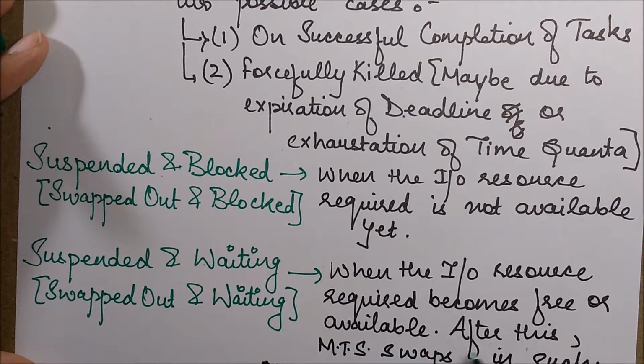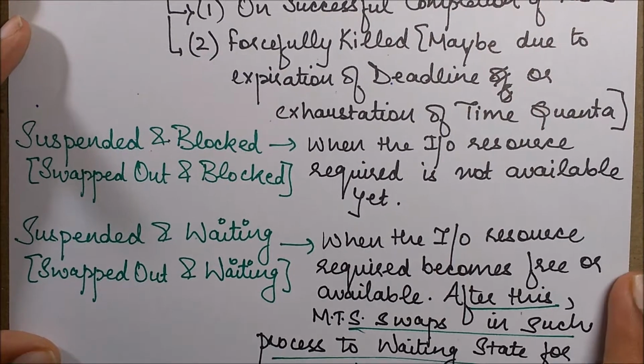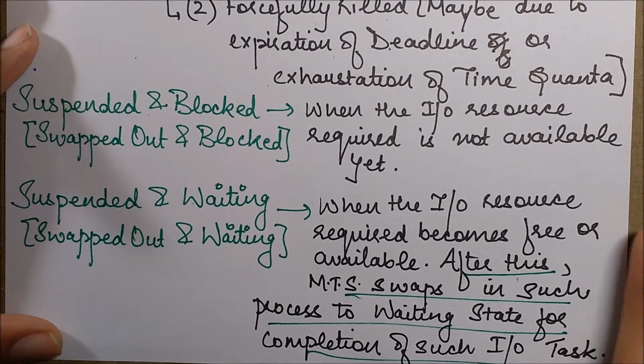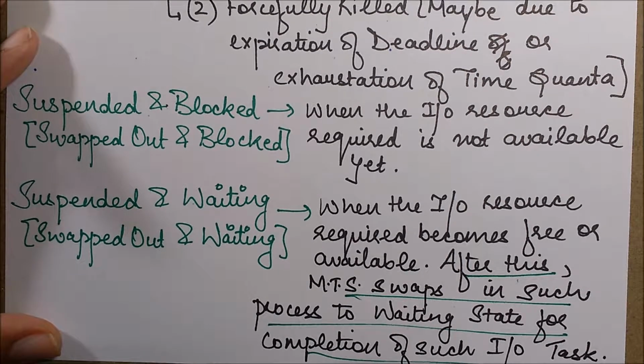Please note down that this is very important: after this the midterm scheduler swaps in such a process to the waiting state for completion of such input output task and not directly to the ready queue. Some of the textbooks or some of the tutors mention it in a wrong manner, or maybe they mistook this concept. This has been entirely verified by me. This is also mentioned on Wikipedia if you want to verify. So this is the concept, that it is shifted to the waiting state for completion of its input output task and not directly to the ready queue, because it still has that input output task awaited.